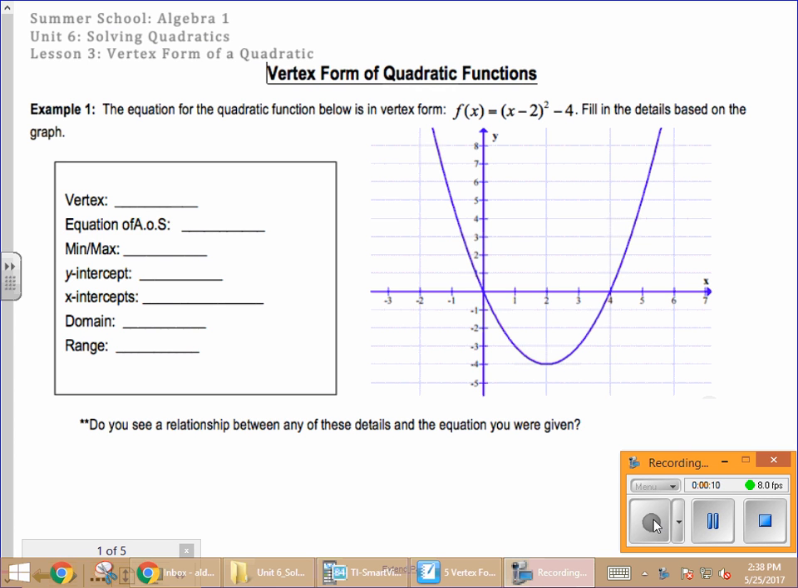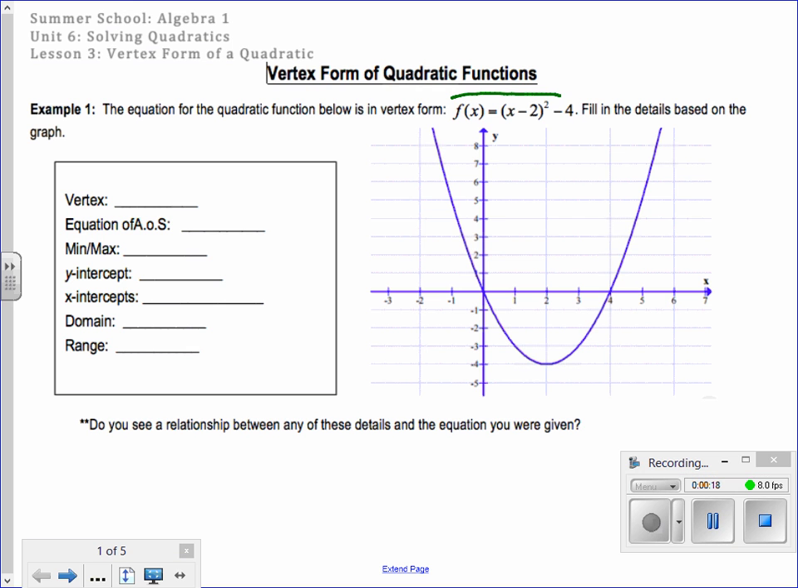So what we have in this first example is a picture of a parabola, which is a quadratic function. It says the equation of the quadratic function below is f of x equals the quantity x minus 2 squared minus 4. We're going to fill in the details of this graph based on the picture they give us. The vertex of this equation appears to be at (2, -4).